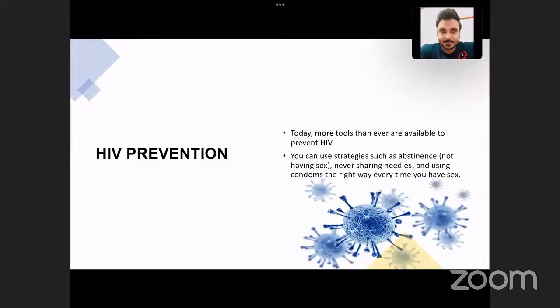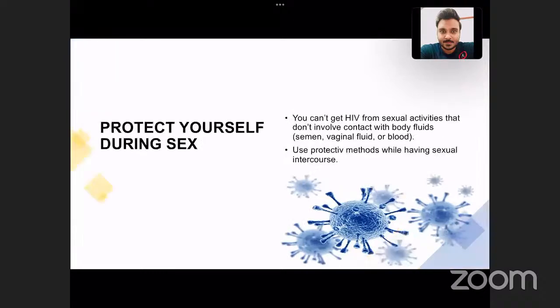Today, more tools than ever are available to prevent HIV. You can use strategies such as abstinence, never sharing needles, or using condoms the right way every time you have sex. Protect yourself during sex. You can't get HIV from sexual activities that don't involve contact with body fluids that are semen, vaginal fluid, or blood, and you must use protective methods while having sexual intercourse.